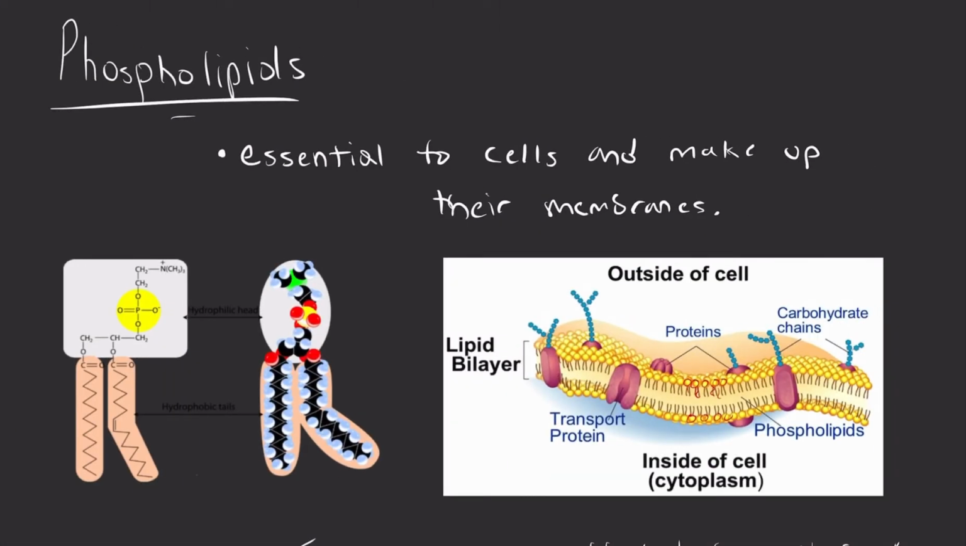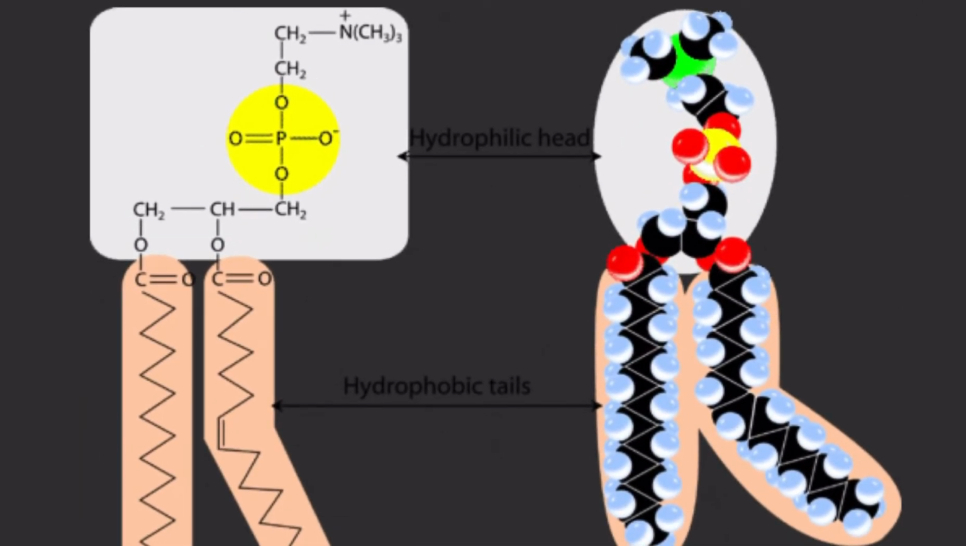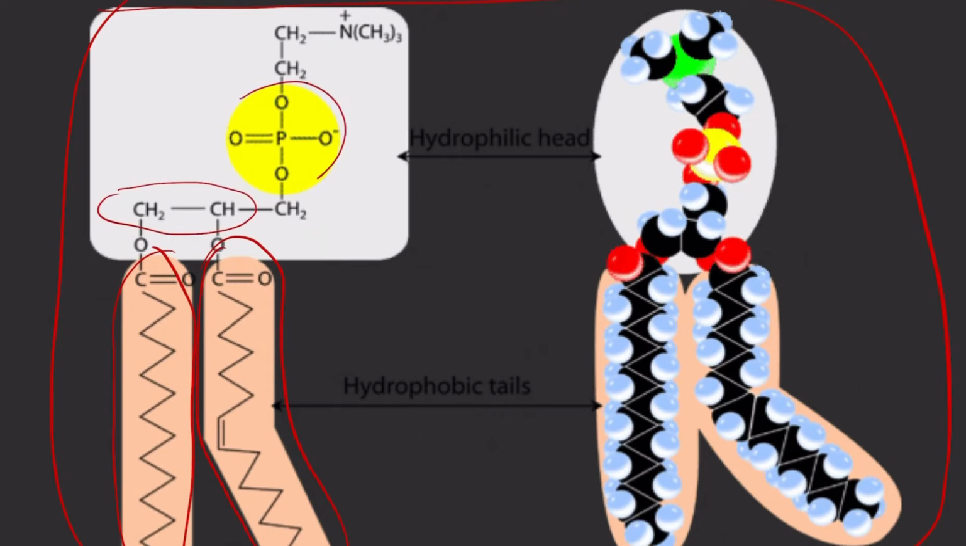If we go on to our phospholipids, these are essential to cells and make up their membrane. So as you guys can see here, this is the phospholipid that we're talking about, where it's very important in the cell membrane, where we have hydrophobic tails. We can see a hydrocarbon, and it's connected to our glycerol, and then this phosphate group, and this is considered the hydrophilic head. The hydrophilic head is different from the hydrophobic tails. Hydrophilic means water loving. Hydrophobic means hates water.